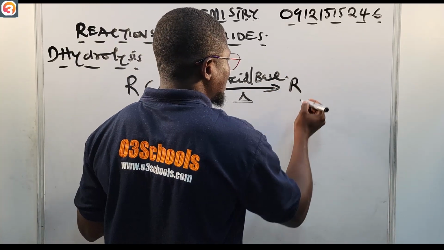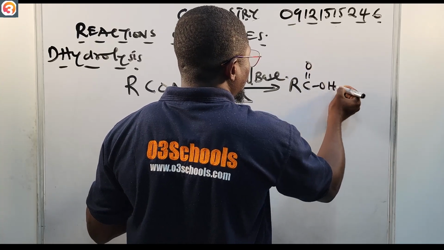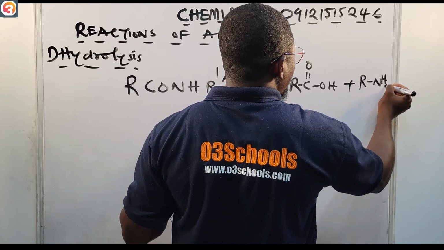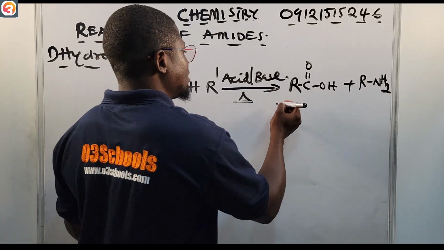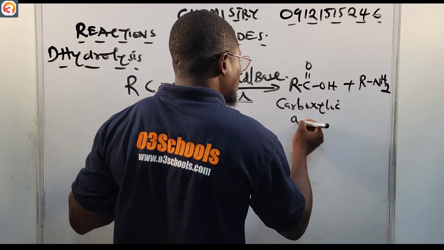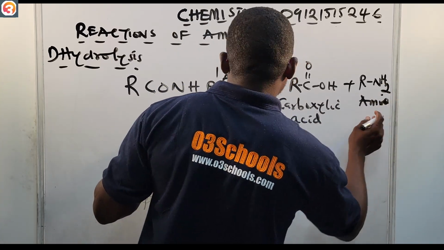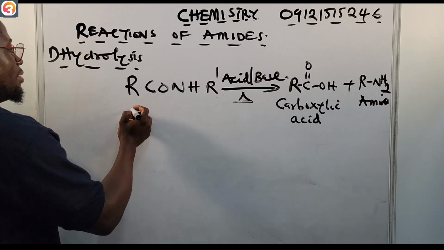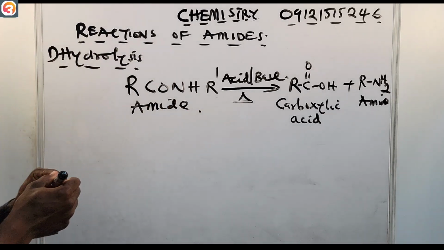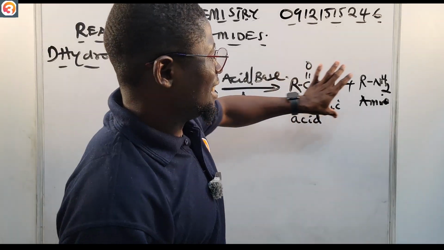I'm going to have a carboxylic acid, RC double bonded to O, then OH, plus R'NH2. This is what I'm going to have. This one is our carboxylic acid, while this one is our amine, and this is our amide. So once we put it in the condition where it can be hydrolyzed, what we get is a carboxylic acid and an amine.